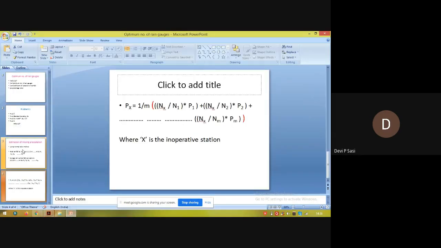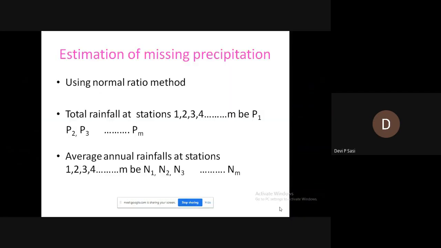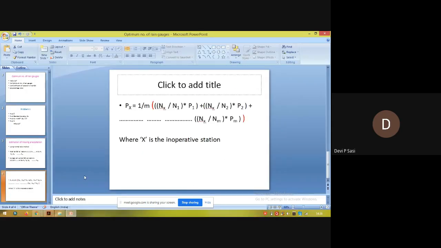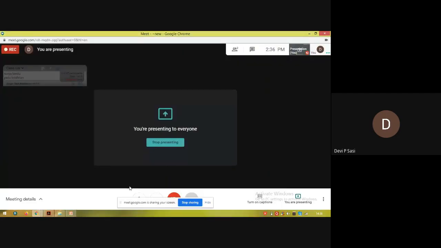So I hope the steps are clear. Number of stations 1, 2, 3 up to m. Then the total rainfall or precipitation is P1 up to Pm. Average annual rainfall is N1 up to Nm. Then we can calculate Px, that is the total rainfall at an inoperative station x, as Nx by N1 into P1 plus Nx by N2 into P2 plus Nx by N3 into P3 up to Nx by Nm into Pm, the whole into 1 by m. Now all of you should do the problem yourself and check the answer. Okay, thank you.